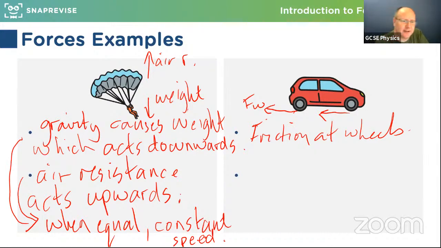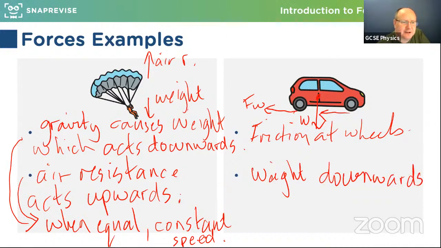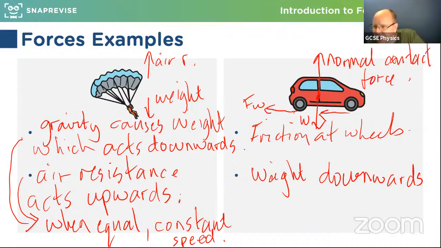Thank you, Donna. That's brilliant. You've described the weight. So we've got the weight going downwards from the car's center of gravity. And you've also mentioned the normal contact force, which is going upwards, which we hope equals the weight. Otherwise, you've got a problem. You've got a floating car or a sinking into the road, right? Normal contact force there, friction going backwards.